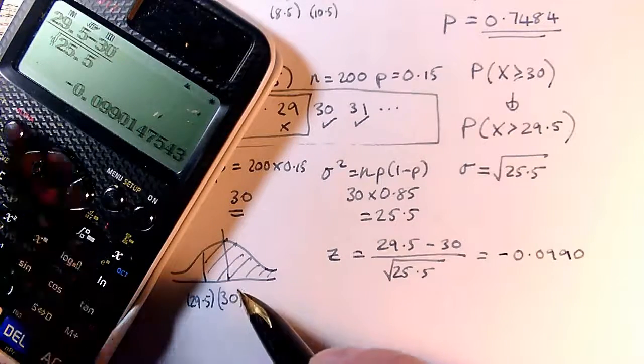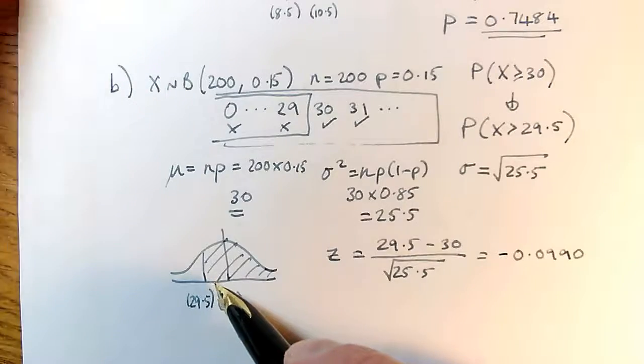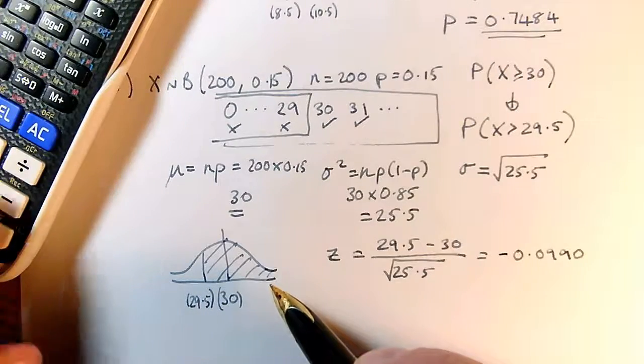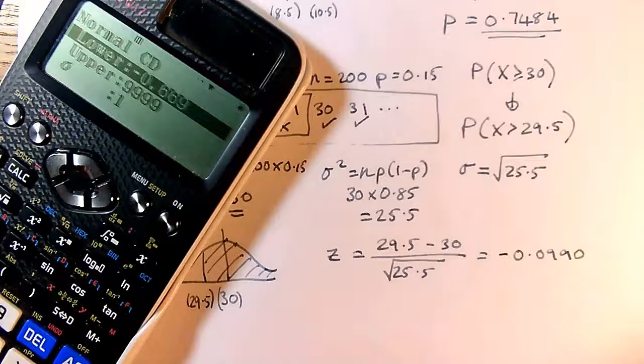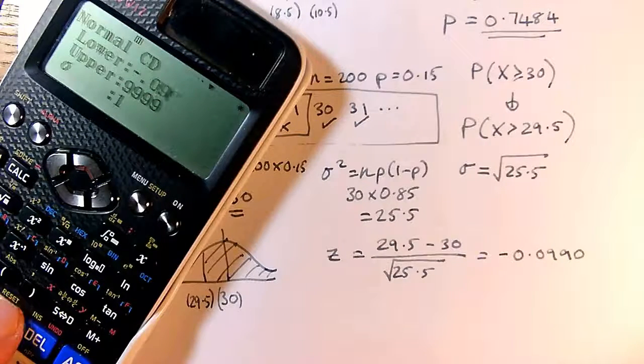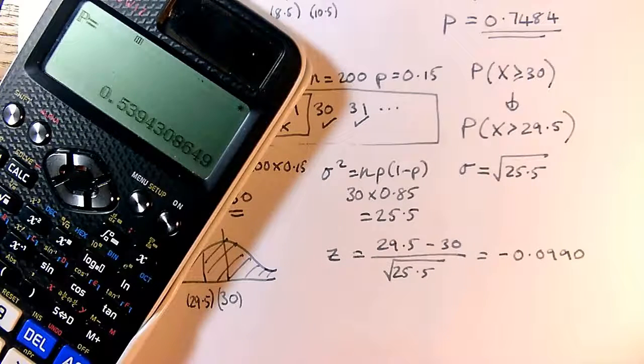I can see that I need to be using that as my lower, and that my upper is going to be 9999. So lower is minus 0.099. Okay, upper is 9999, that's right. So my probability is 0.539.